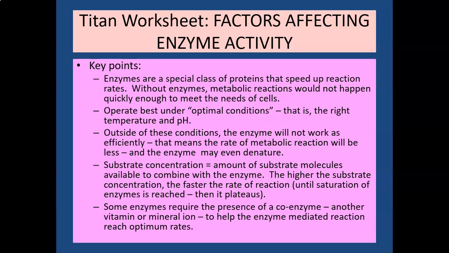Substrate concentration is the amount of substrate molecules available to combine with the enzyme. The higher the substrate concentration, the faster the rate of reaction until saturation of the enzymes is reached, and then it plateaus. So the reaction keeps going, but at its fastest rate, that's it. It doesn't go any faster. Some enzymes require the presence of a coenzyme, another vitamin or mineral ion, to help the enzyme-mediated reaction reach those optimal rates.